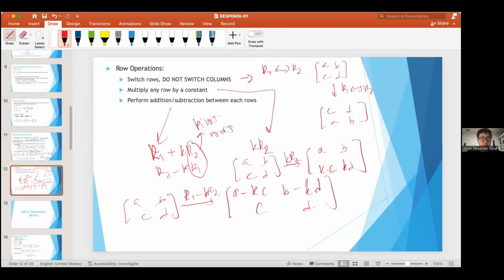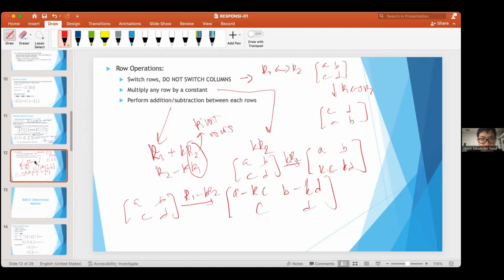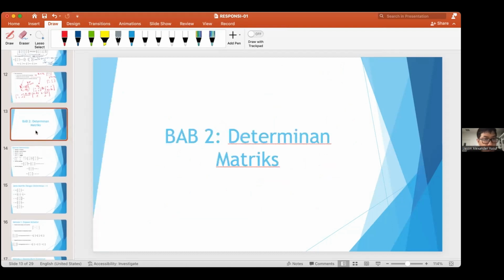Okay, so that's it for a chapter 1 speed run. Basically the next part is to find the matrix determinant. So what do I do with this chapter?